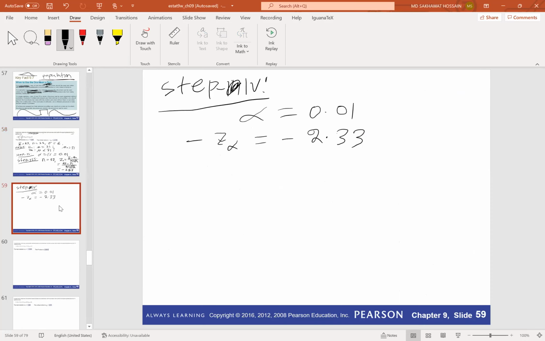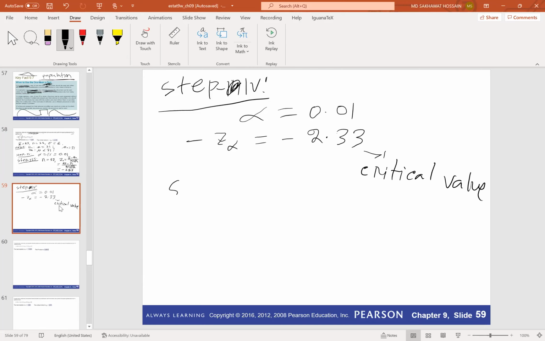Okay, so alpha is 0.01, which is 1%. So this is the critical value. So we calculated the critical value. So this is CRI, critical value, because we are using critical value approach.